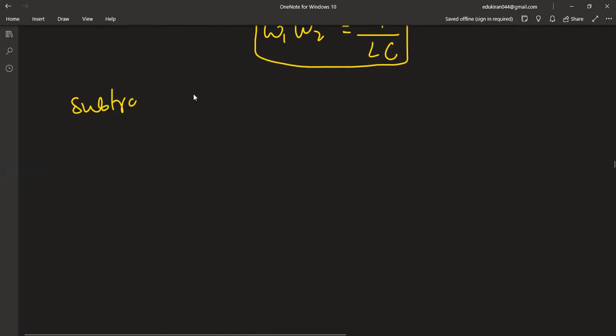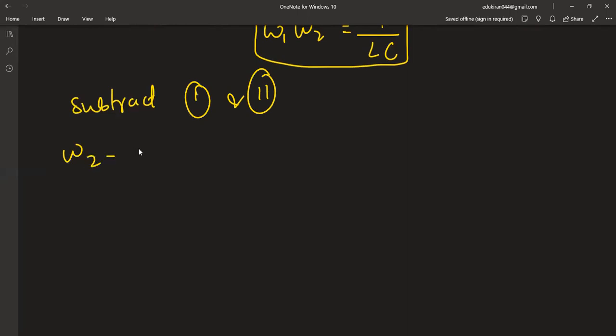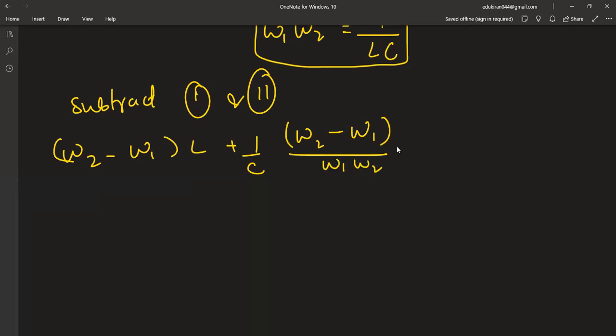Subtract those two equations which you had obtained initially, which you added. So this time it will be C, same thing with the negative sign. This time it will be omega 2 minus omega 1 with L common. Here minus 1 by C was there, so this will be 1 by C. Here omega 2 minus omega 1 divided by omega 1 into omega 2. And C, class, plus R minus R this time, correct? That becomes 2R. So here we'll have 2R.